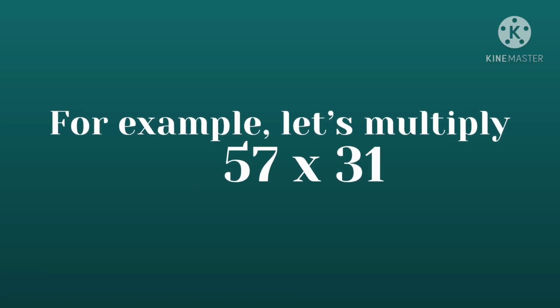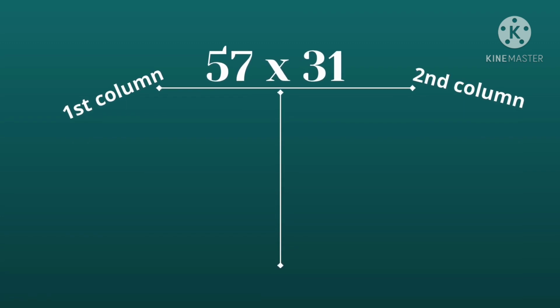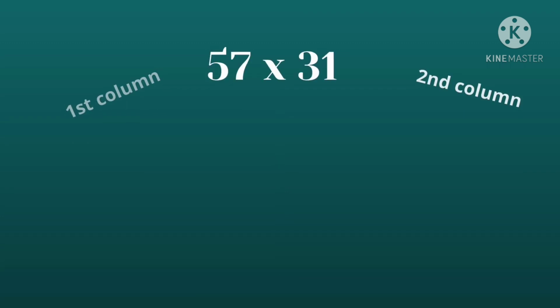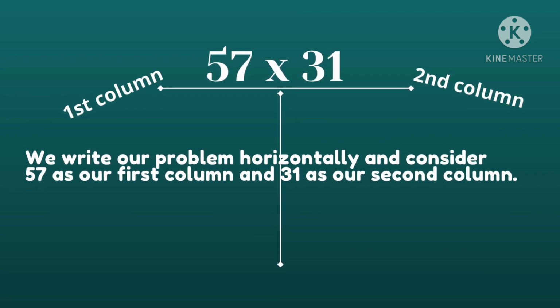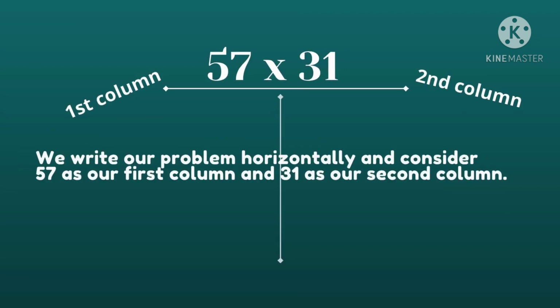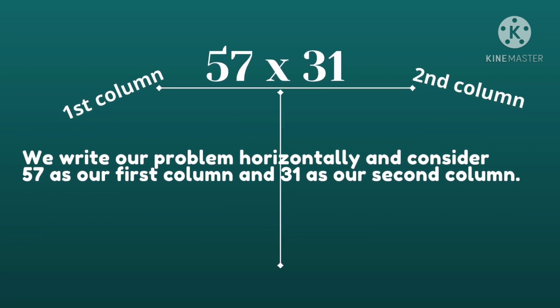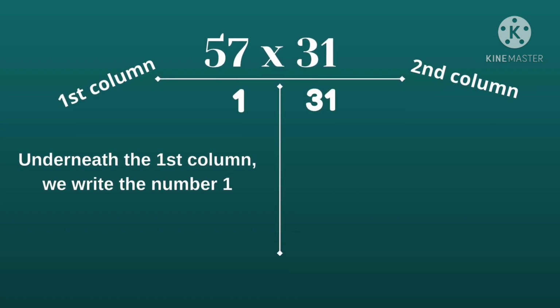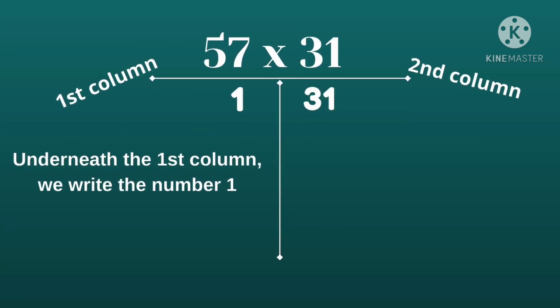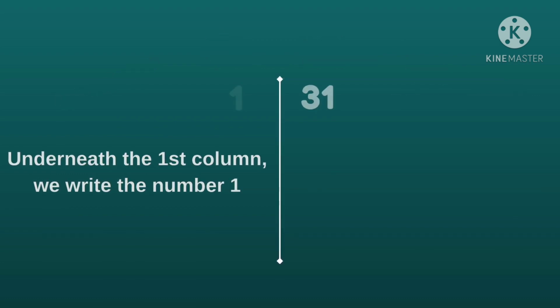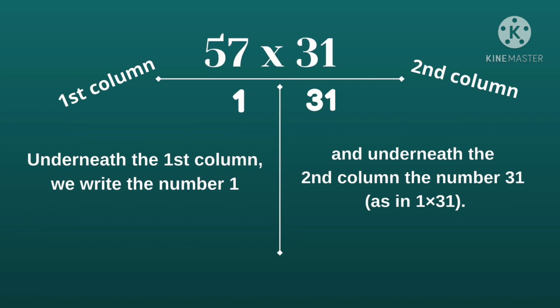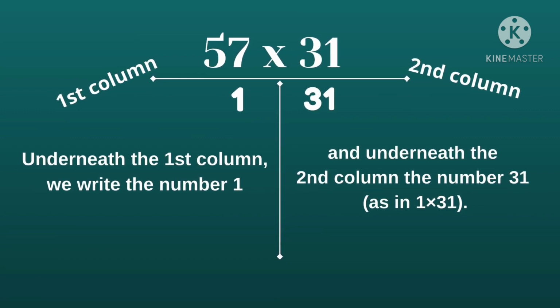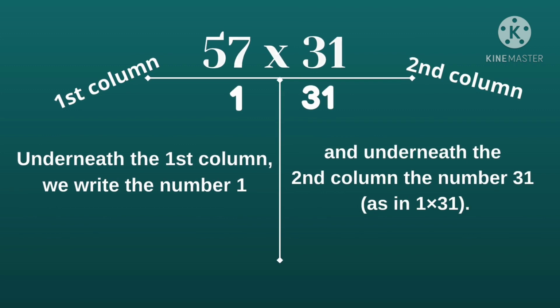For example, let's multiply 57 times 31. So we have here two columns, the left and right, first and second. Then we write our problem horizontally and consider 57 as our first column and 31 as our second column. Underneath the first column, we write the number 1. Underneath the second column, the number 31 as in 1 times 31.